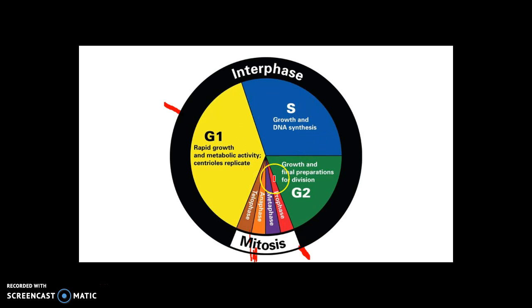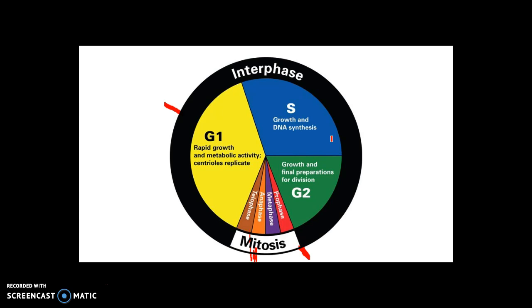A cell is not necessarily always going through the cell cycle. It can exist in a non-dividing state known as the G0 state. And as a matter of fact, most cells in your body will be in this state. They only replicate when needed.